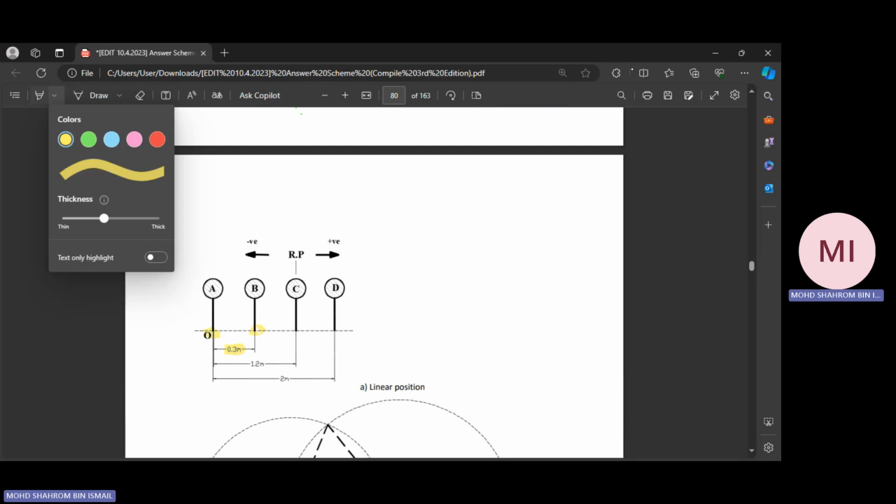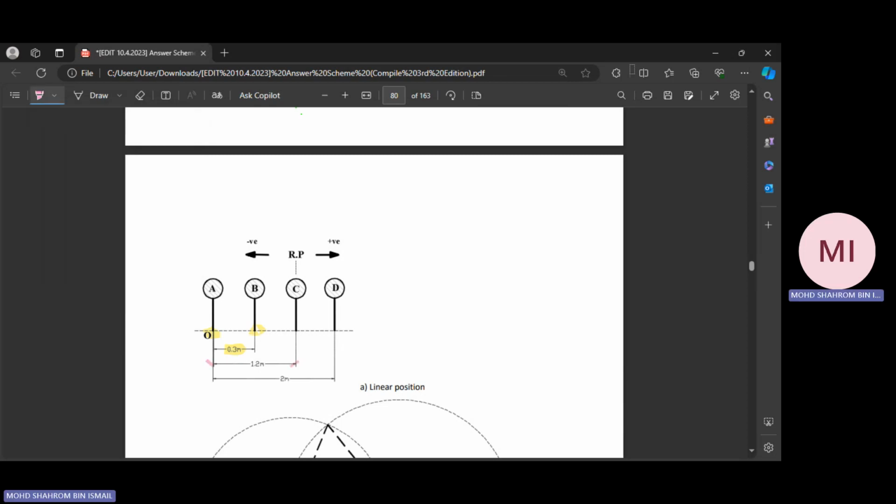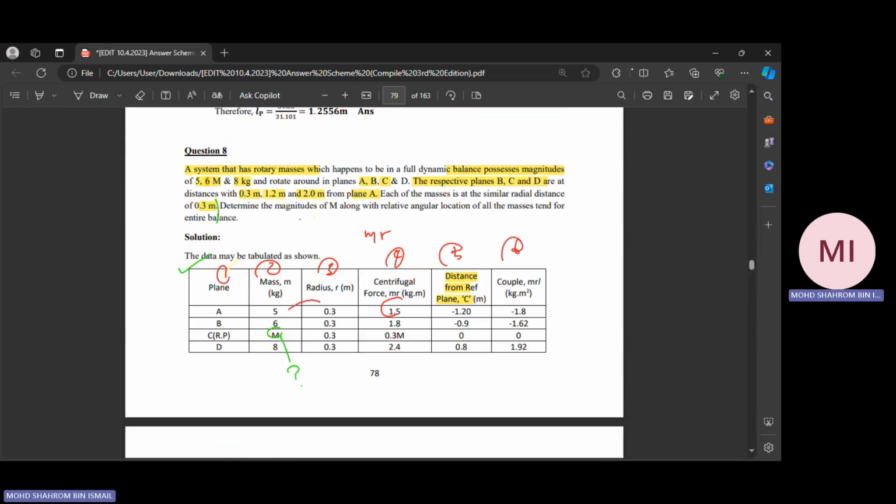It's shown clearly here. From this point to this point is 1.2 meter. And then from point A to point D is 2 meter. It is already stated here: from point A to point D is 2 meter.